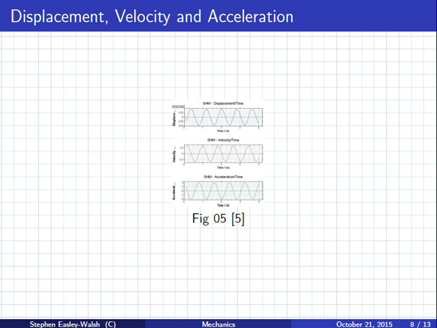So can you make note of that? When the velocity is big, the acceleration is small. And when the velocity is small, the acceleration is big. So they have this opposite relationship. When one is big, the other is small.